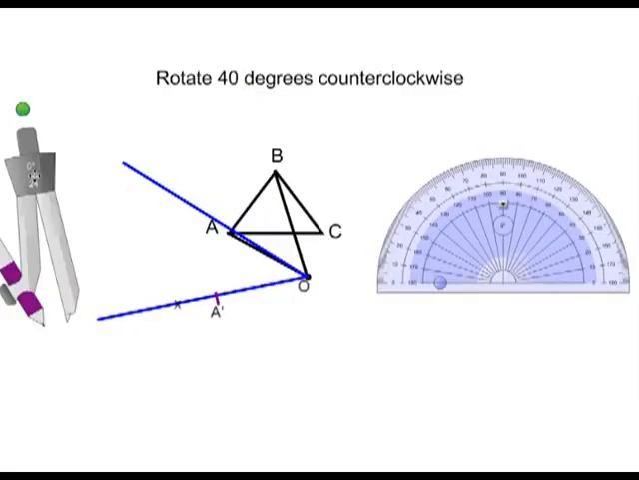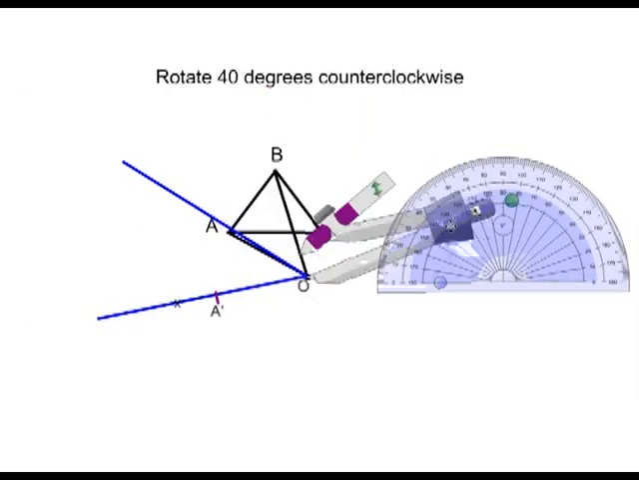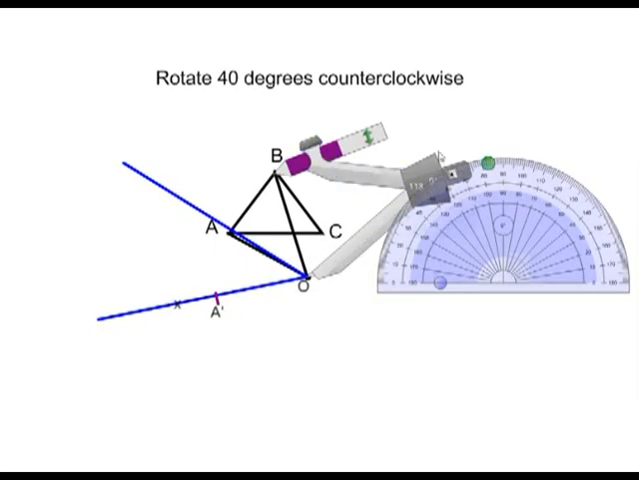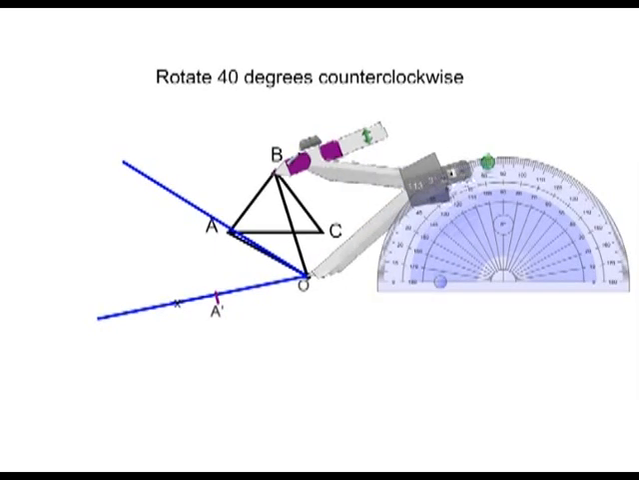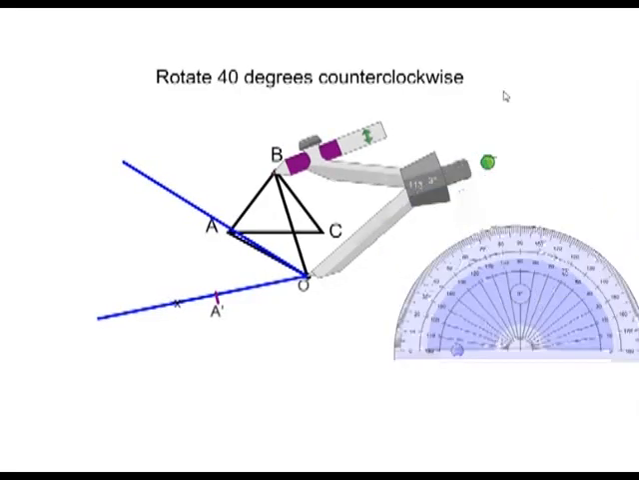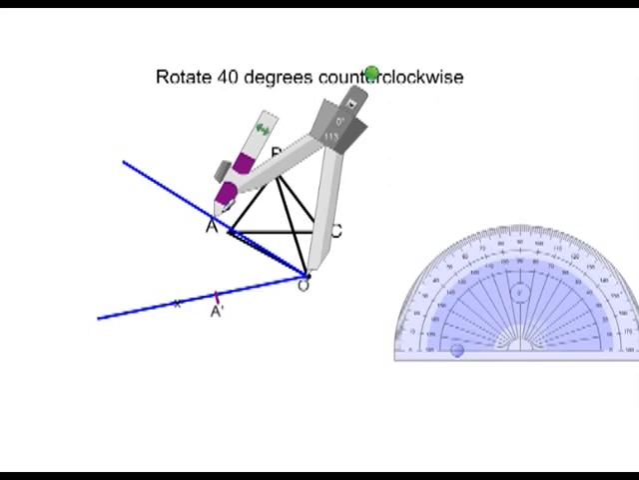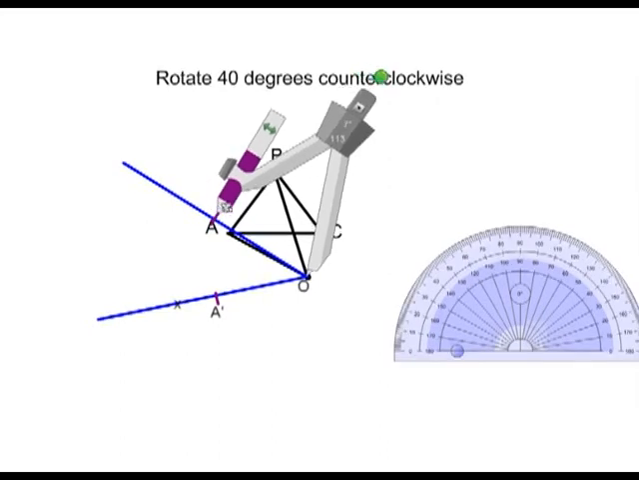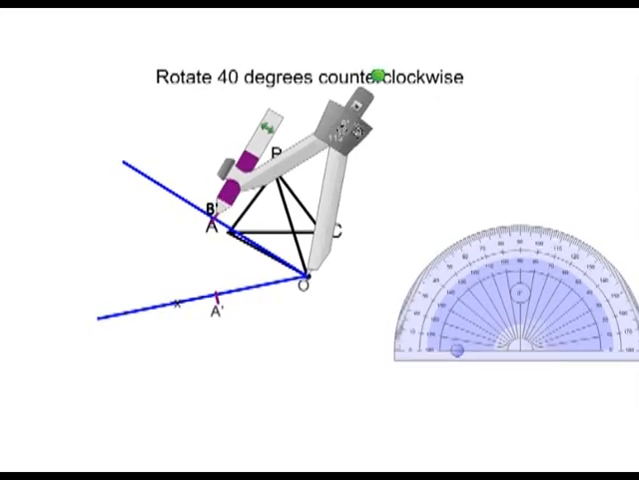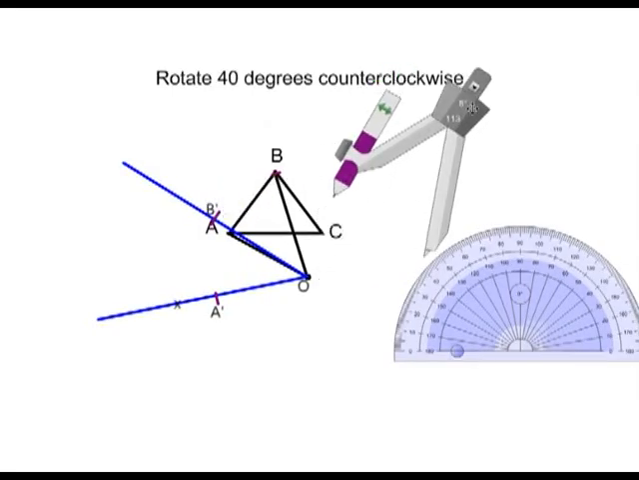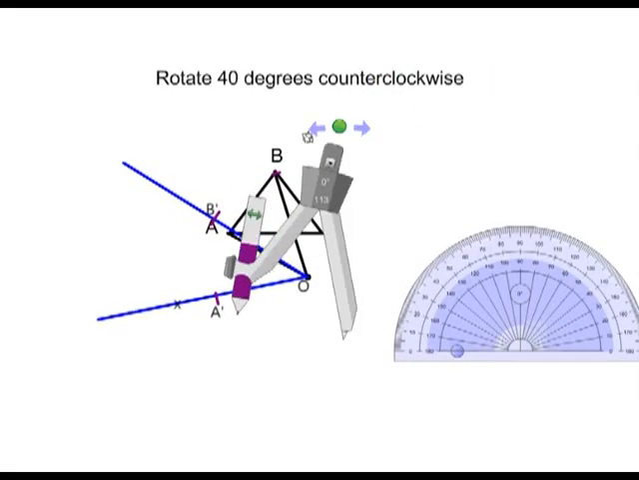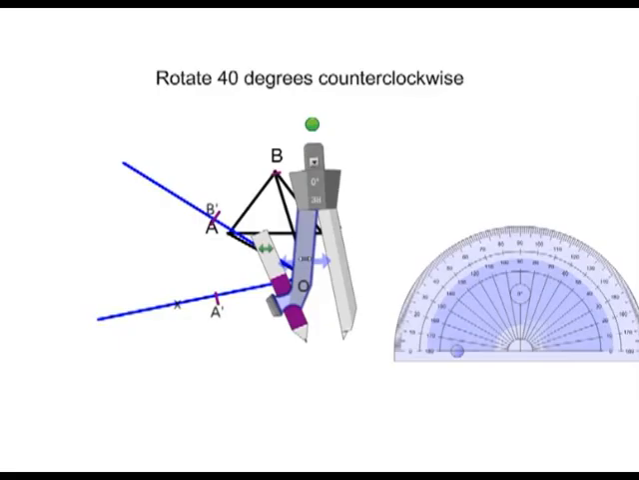I need this compass now. Measure OB and mark the same distance on the new line. That's B prime. Put that aside.